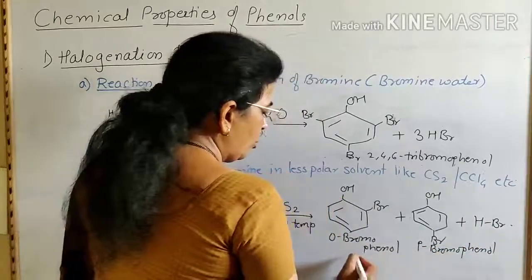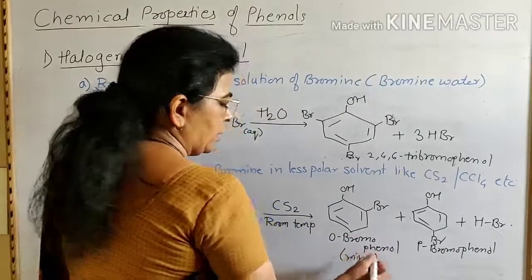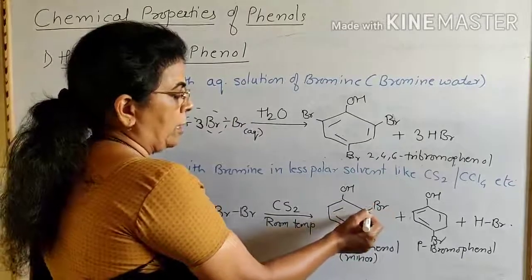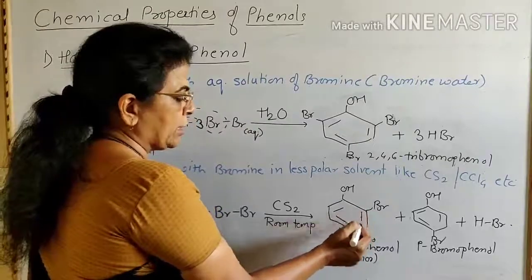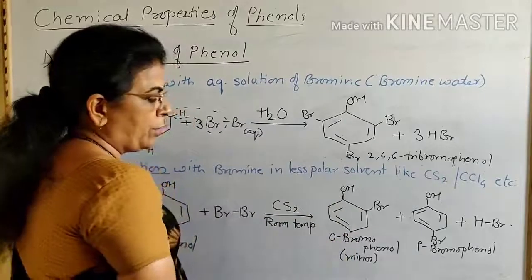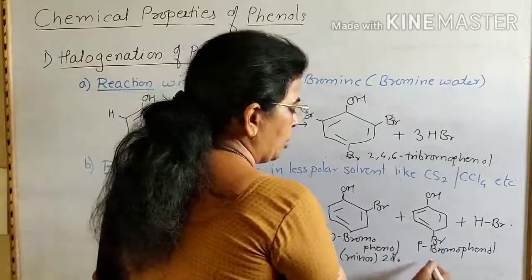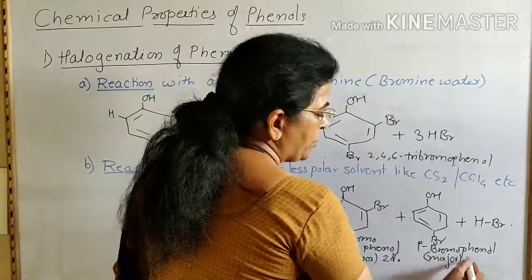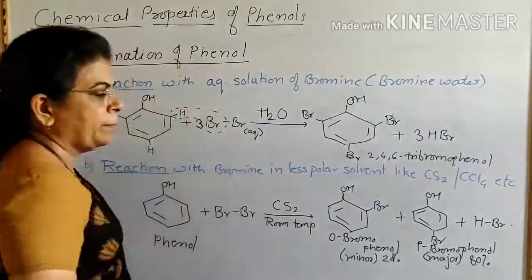Now here ortho product is the minor product. Due to steric hindrance of this OH group, ortho substitution is restricted, and therefore the minor product is obtained, that is 20%, and here at para position we will get the major product since there is absence of steric hindrance. 80% parabromophenol is obtained.